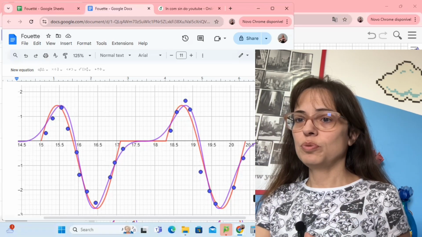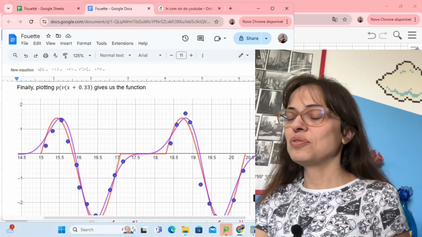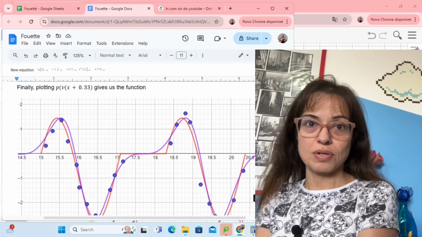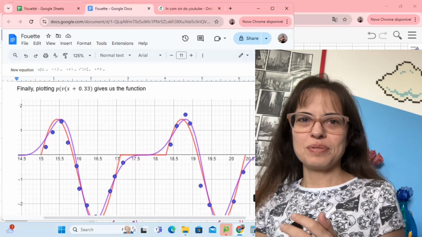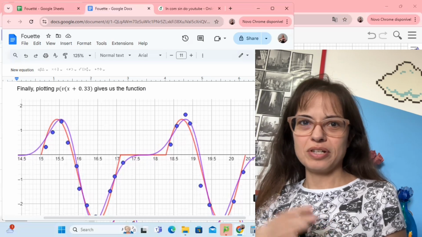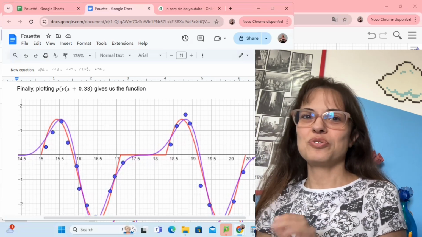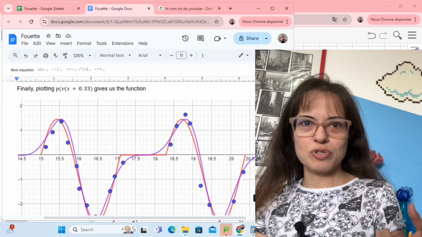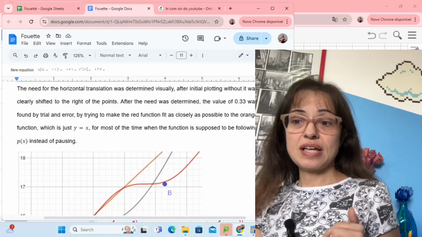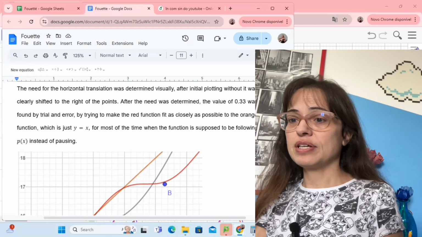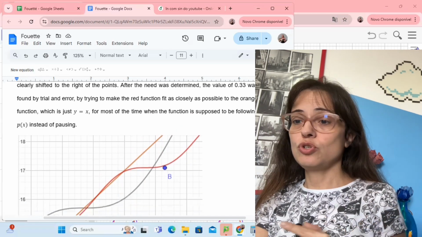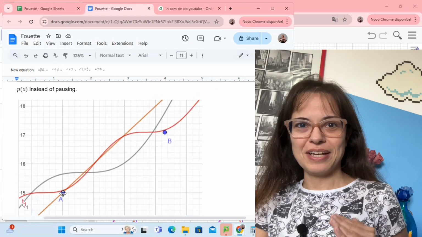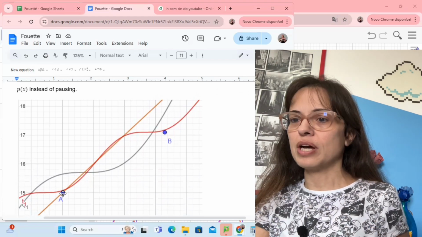So I'll just mention one more thing about the 0.33 number, and then I'll tell you how you could try to improve this result. So 0.33 was basically trial and error. I looked at the picture without the horizontal translation and it was clearly shifted to the right. I could have just chosen a number visually, but instead I went back to the sine of x plus x and I tried to shift that to the left in order for the point A to be closer to the beginning of the rise.